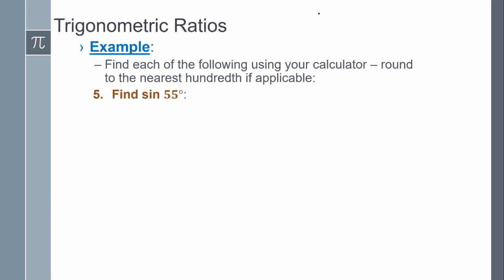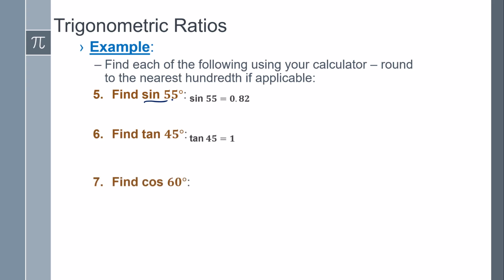Now we can also just enter these values in our calculator if we wanted to find them. Sine of 55 degrees, you can enter that in your calculator, and it'll give you 0.82. You should try this out. Tangent of 45 will give you 1. Cosine of 60 would actually give you 0.5. And this is a ratio that we're going to talk about later, so don't worry about that just yet. But the cosecant of 30 degrees is going to be 2.